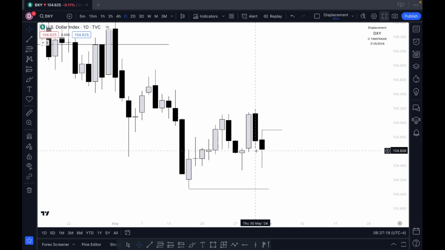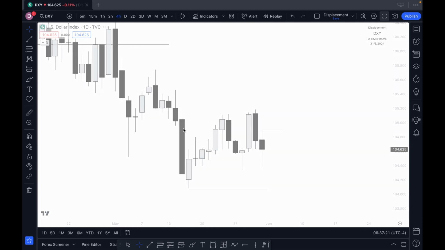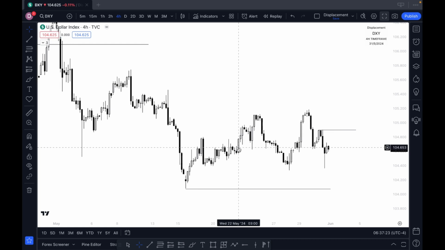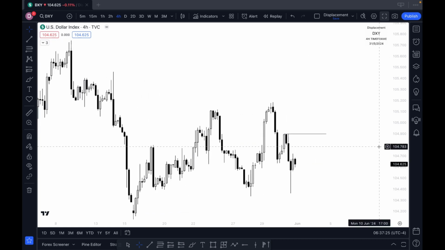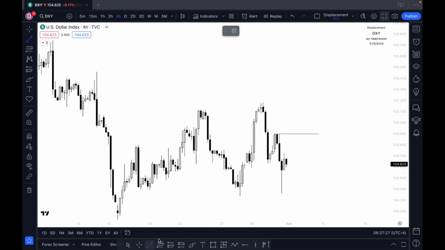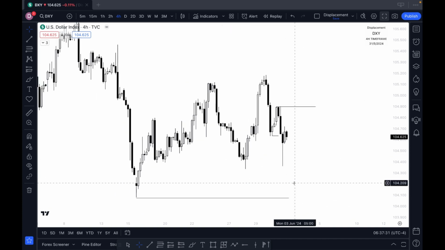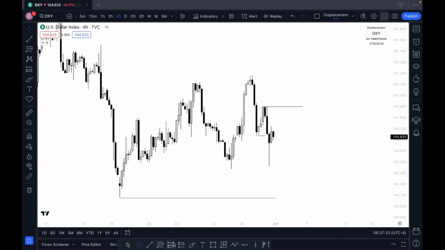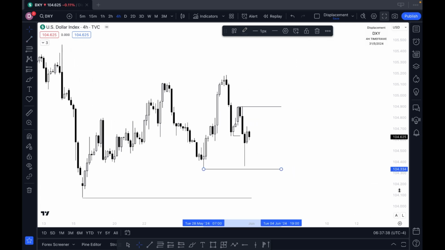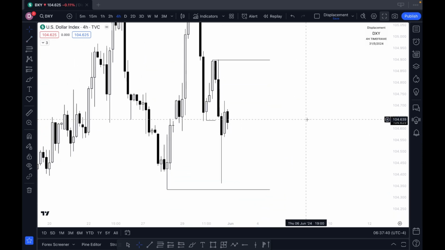So let's go to the 4-hour time frame. In the 4-hour time frame, we have pretty much closed below this, right? We have closed below this. We have tapped this fair value gap. So then this can be your draw on liquidity right now. This is the draw on liquidity. And how can we trade this? So let's wait for the order block to form.